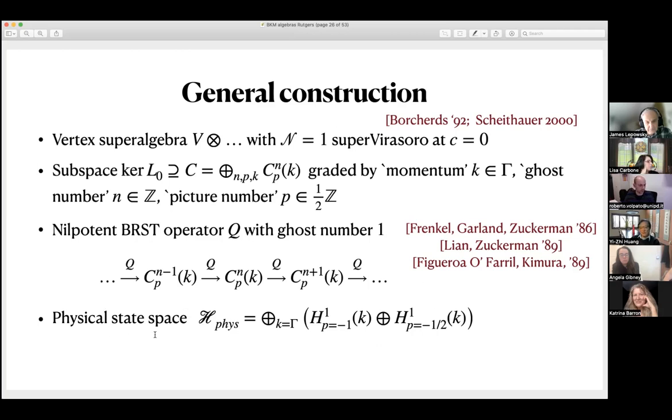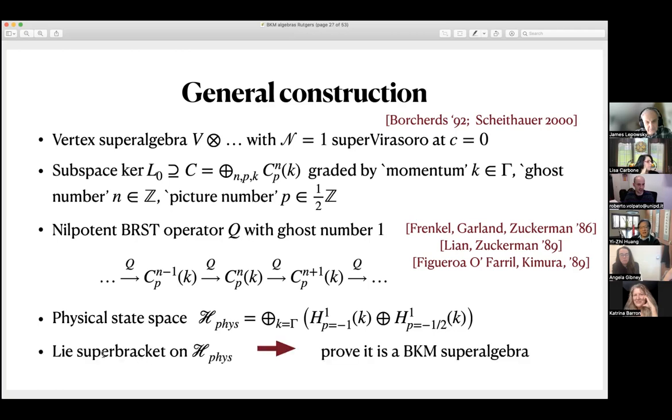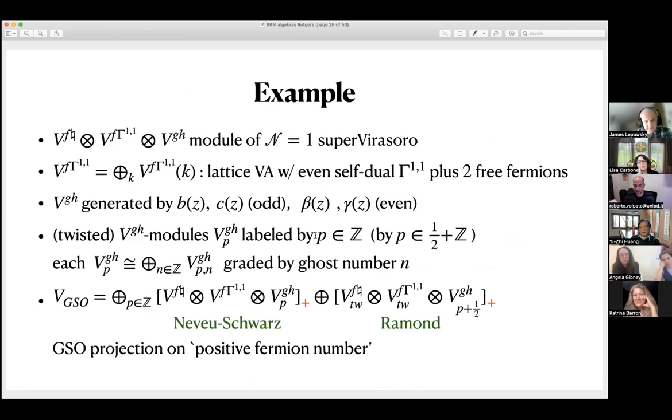And then what you have to prove is that on this space of physical states there is a Lie super bracket defined, and with this Lie super bracket you prove that it is a BKM superalgebra. So let me give you a bit more details about the construction. This is really the vertex superalgebra you start from: VF natural, which is n equals 1, c equals 12. Then you have another piece, which is a lattice. It is a supersymmetric version of your lattice algebra on the even self-dual lattice.